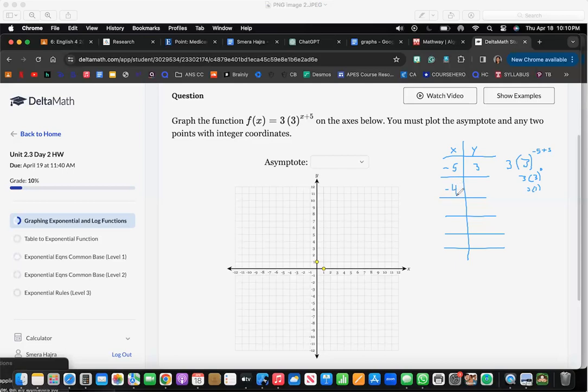Then I could plug in anything near -5. Let's say -4 and see what that does. That's 3 times 3 to the -4 plus 5. That's 1. So it's 3 times 3, which is 9. If I start going below that, like -3, then I'm starting to get really big numbers. So maybe I'll go the other way. Instead of going -3, maybe I'll go to -6 and see what that does.